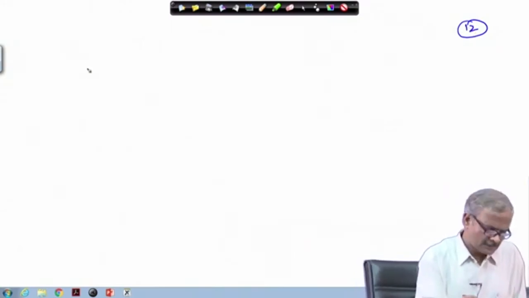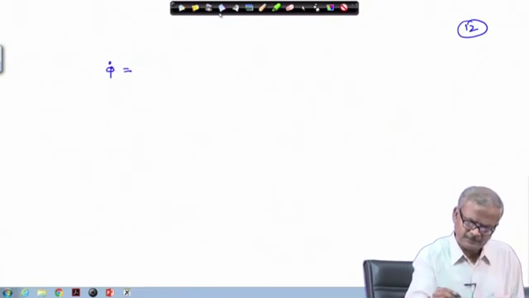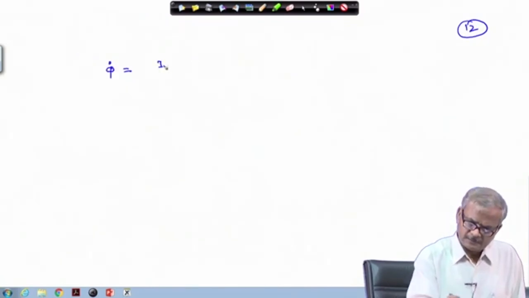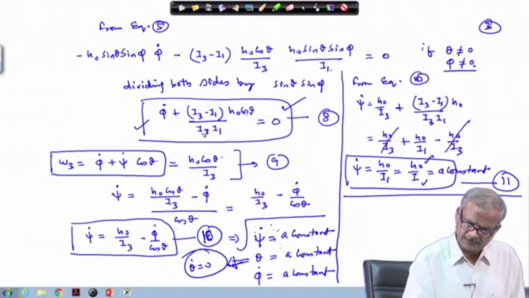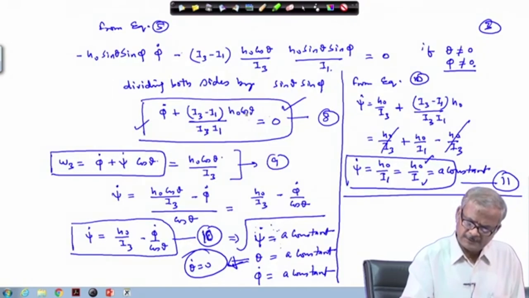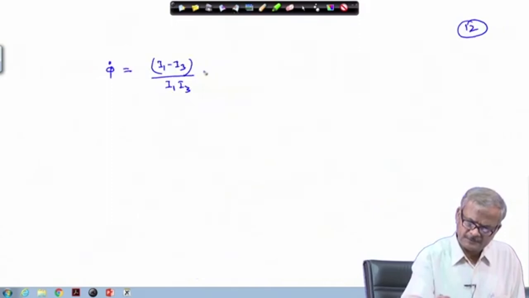Now, phi dot and psi dot can be simplified. So, phi dot we have written as phi dot equal to, on the right hand side we can write (I 1 minus I 3) divided by I 1 I 3, and then H 0 cos theta.